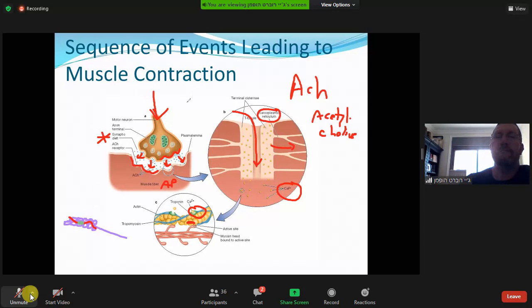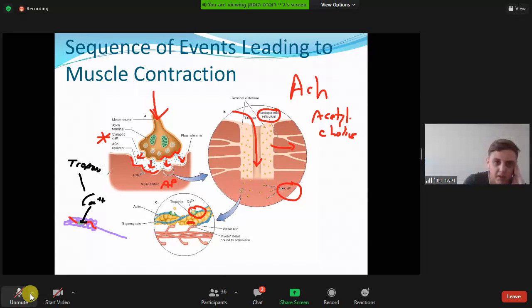That's the tropomyosin. Calcium is released, attaches to the troponin. You with me right now? Yeah, that part I understood.